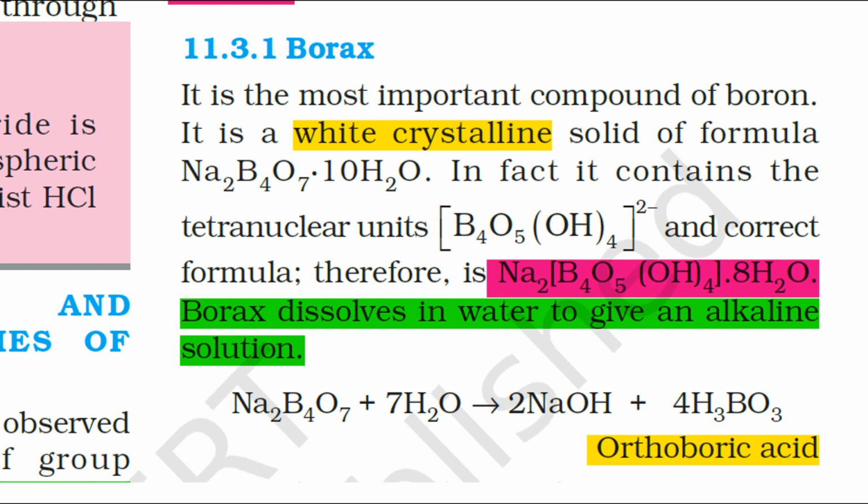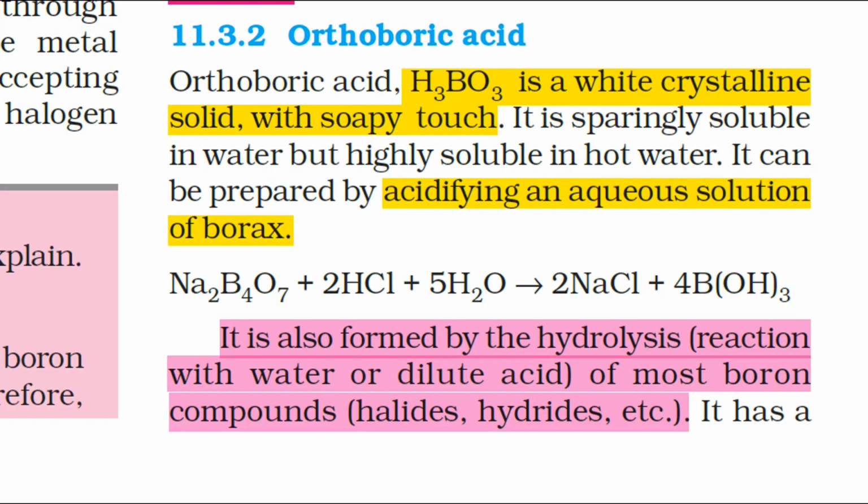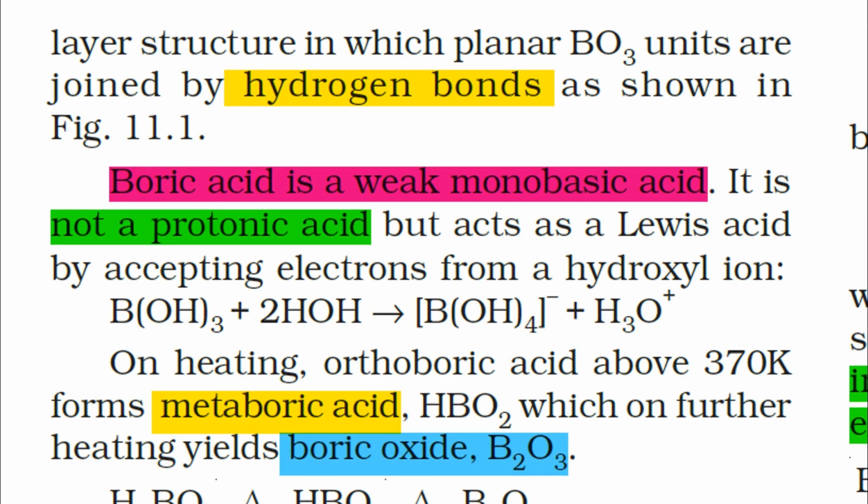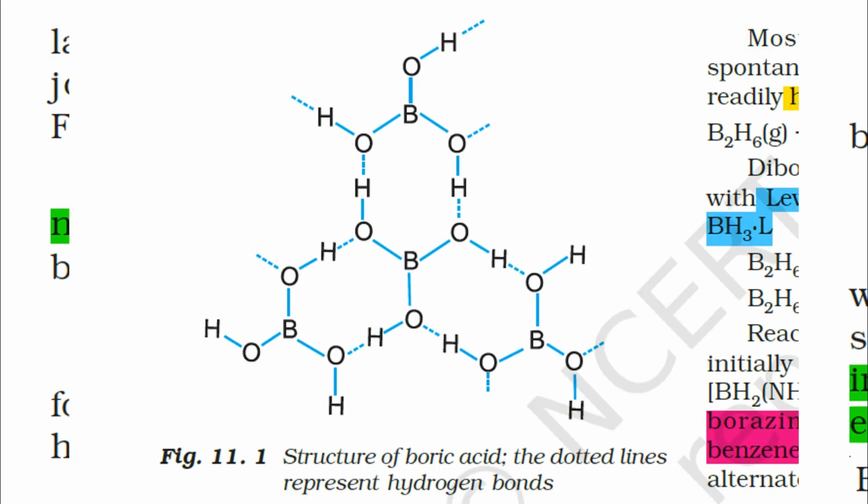So if you don't pay attention, you are going to miss these kinds of things. Next, it is also formed by hydrolysis, reaction with water or dilute acid, of most boron compounds like halides and hydrides. So BX3 plus H2O gives rise to B(OH)3. Next, it has a layer structure in which planar BO3 units are joined by hydrogen bonds. You can see this in the figure.